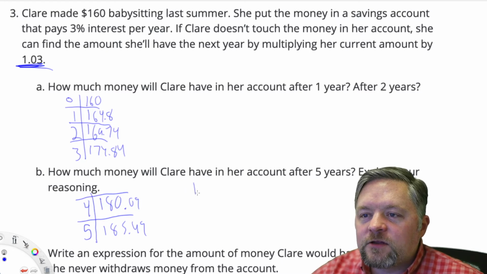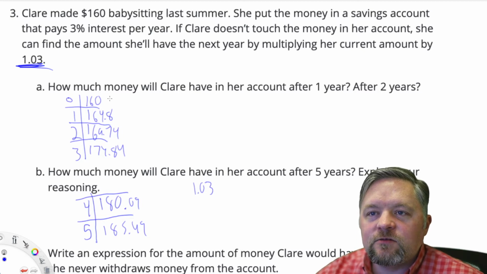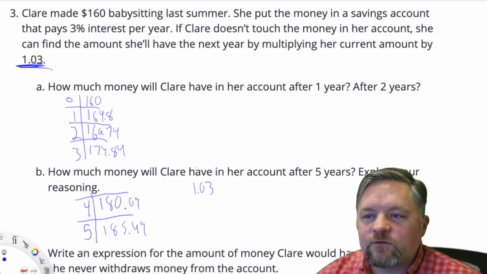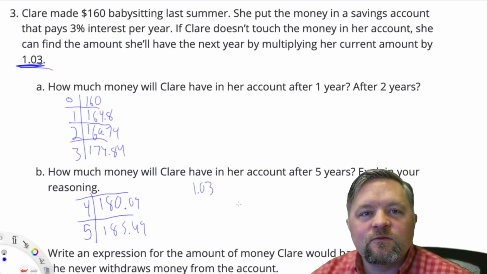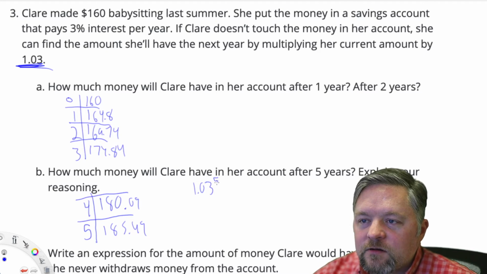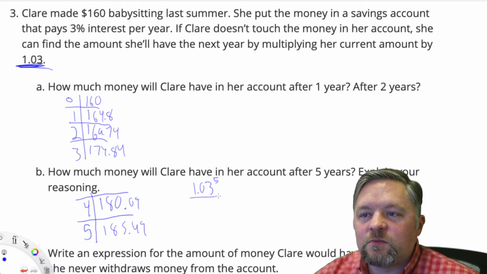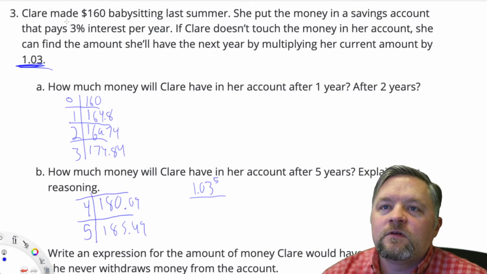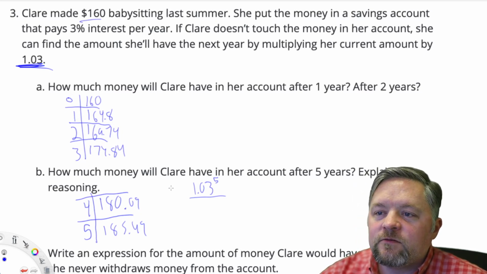If we are multiplying by 1.03, how many times did we do that? 1, 2, 3, 4, 5 times for 5 years. What does it mean when we multiply something by itself? Well, that's an exponent. We could just multiply by 1.03 to the power of 5 times our original amount, which was 160.